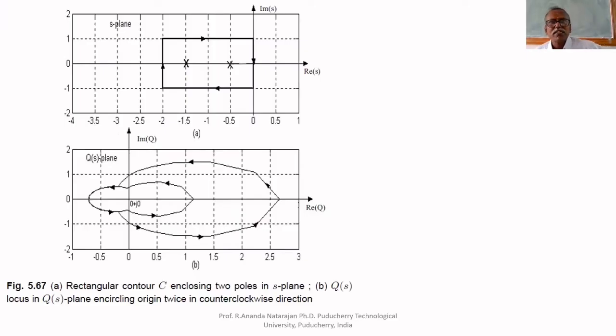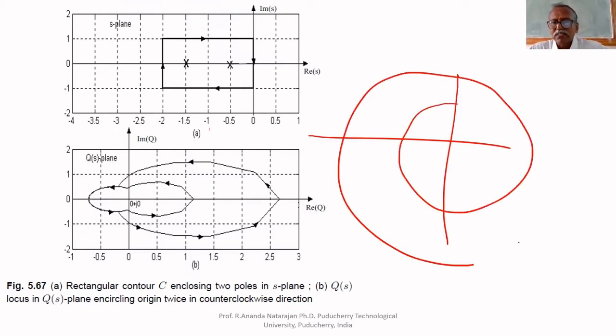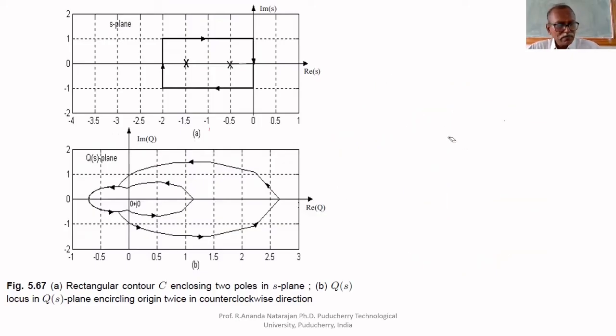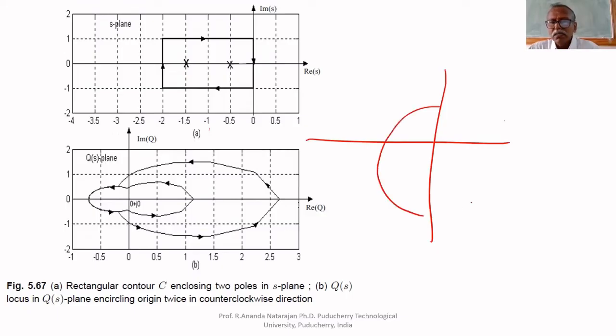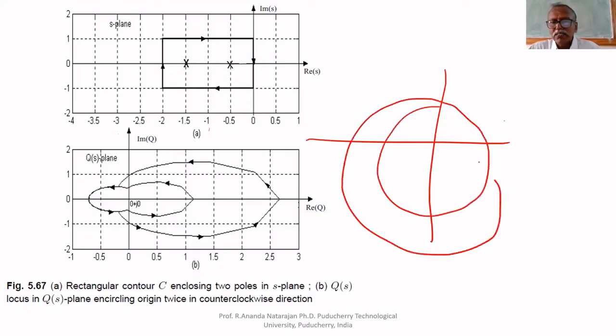Suppose I am having two poles inside the contour. If I do the mapping, it will encircle the origin twice. It encircles the origin twice if two poles are inside.